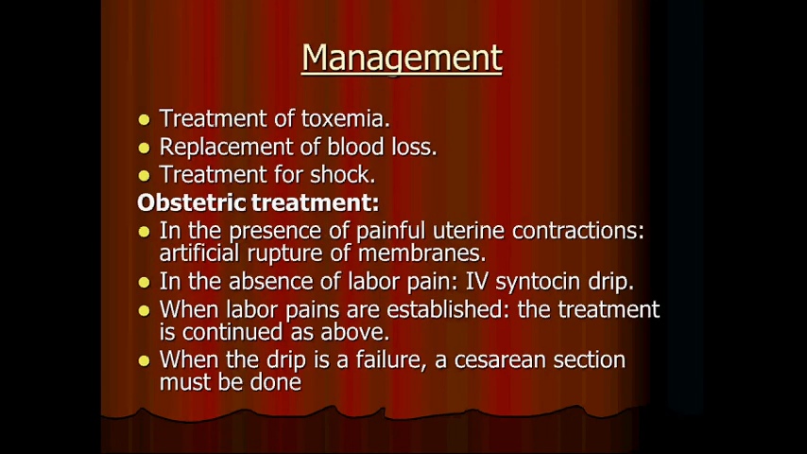Management: treatment of toxemia, replacement of blood loss, treatment for shock. Obstetric treatment: in the presence of painful uterine contractions, artificial rupture of membranes. In the absence of labor pain, syntocinon drip. When labor pains are established, the treatment is continued as above. When the drip is a failure, a cesarean section must be done.